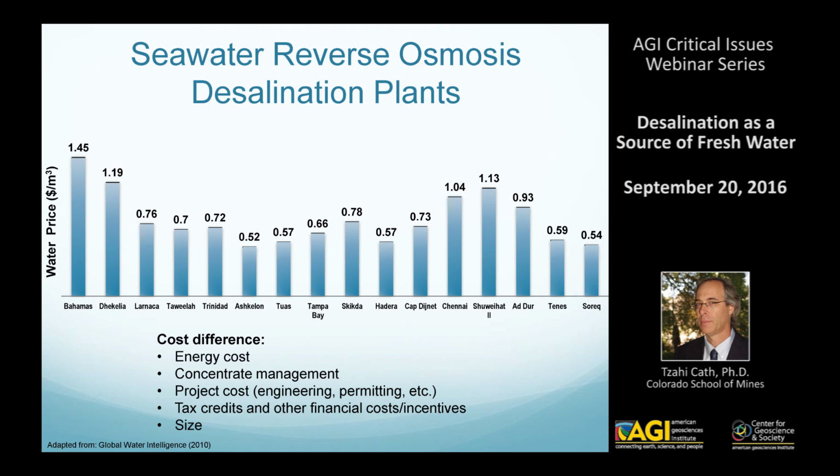And there are different reasons why there's a cost difference between these desalination plants. This has to do with the energy cost to operate them, cost of brine management, and project costs, including engineering, permitting, and environmental compliance. Tax credits and the size of the plants also play a big role in the cost of water.